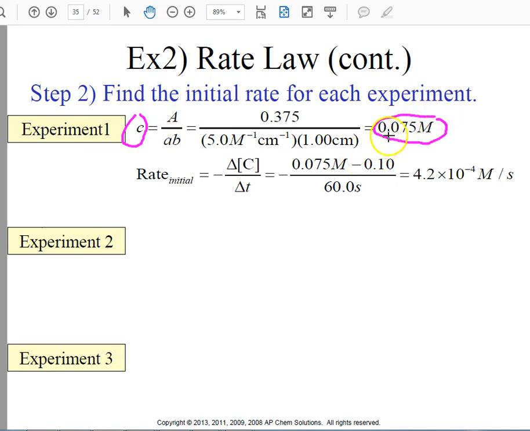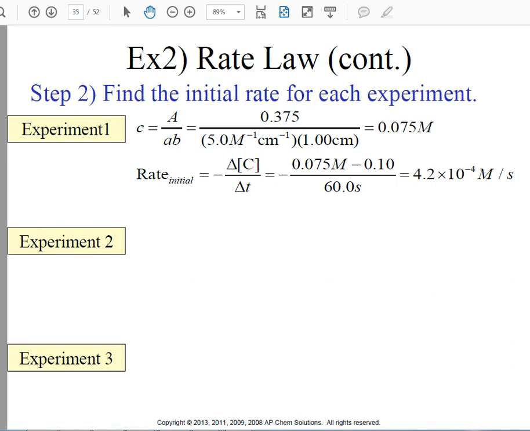Our concentration started out at 0.1, right? So our rate is equal to our change in concentration over time. So in that 60 seconds, our concentration changed by whatever the difference is between those two, and then we divide by our time. So this was our rate, molarity per second, for experiment 1.